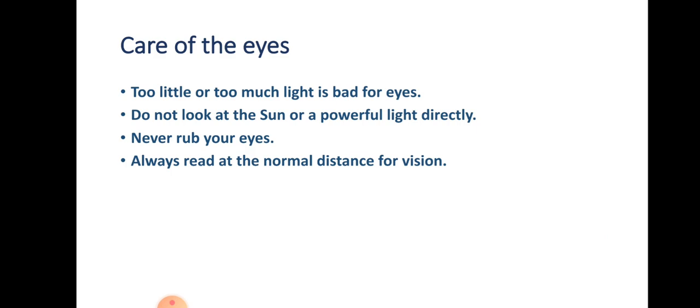The next one: do not look at the sun or a powerful light directly. We cannot look at the sun directly. If you look at the sun continuously, then after removing your sight from the sun, you may feel that many things are surrounding you, and the surroundings look very black. So don't look at the sun or a powerful light directly, and never rub your eyes. If there is some dust in your eyes, don't rub them; you have to clean your eyes with water.